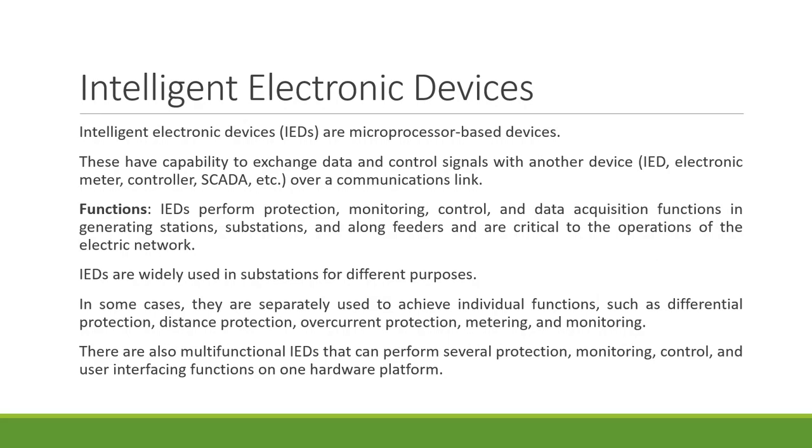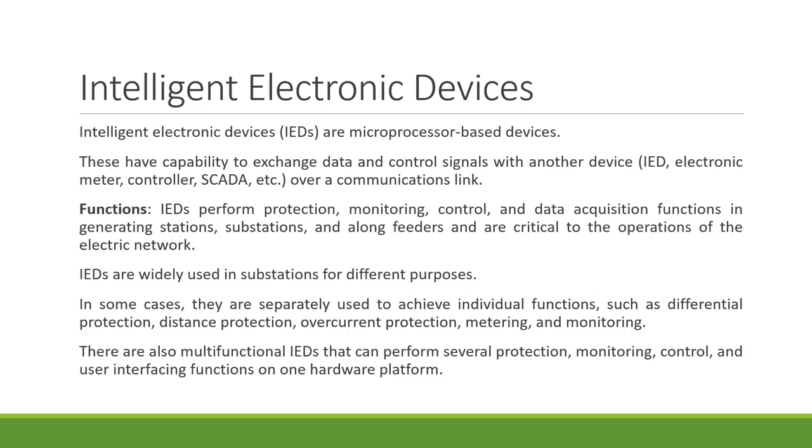So if there are IEDs, they will have the capability to exchange data. You are having this data, I am having this data, and according to some decision, a control signal can be sent to another IED. That will be basically your electronic meter, controller, SCADA, etc. And how is this data exchange going to take place? Definitely we need a communication link. So over a communication link, they exchange data, and control signals can be sent.